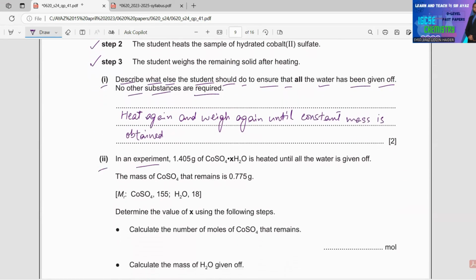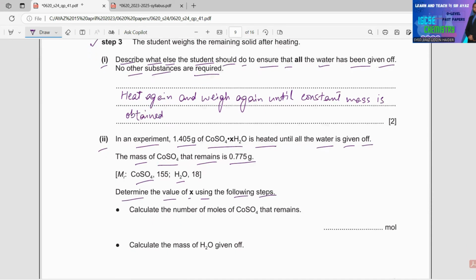Part 2. In an experiment, 1.405 gram of CoSO4.xH2O is heated until all the water is given off. The mass of CoSO4 that remains is 0.775 gram. The Mr of CoSO4 and H2O is given. Determine the value of x using the following steps. So we'll follow these steps.